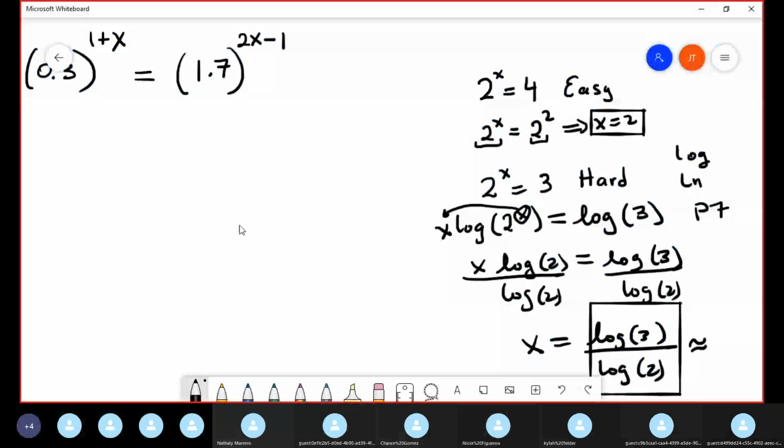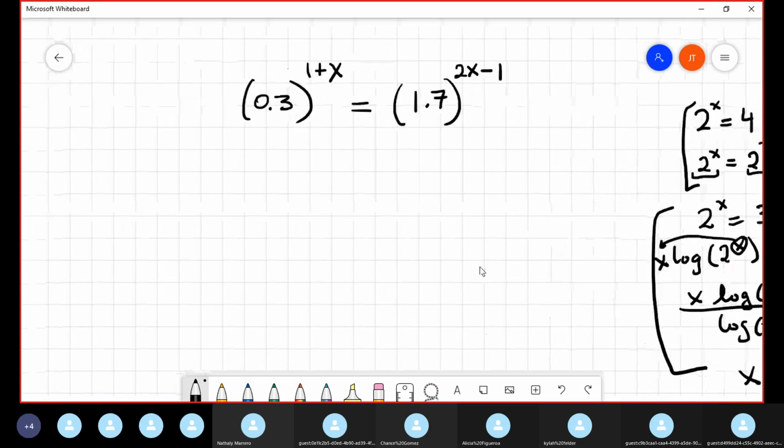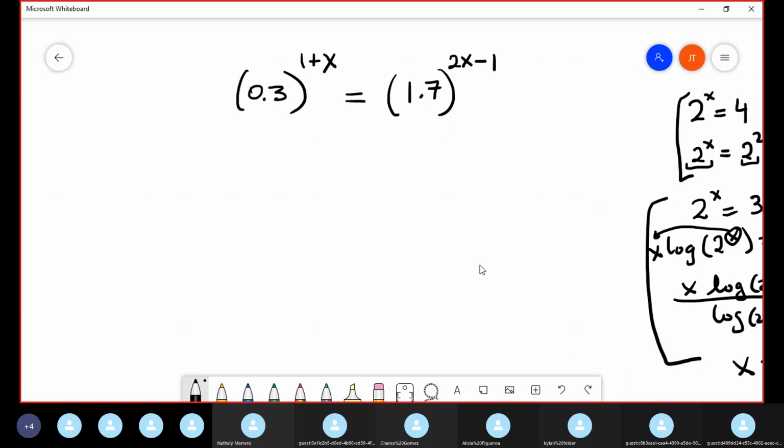Of the easy, and maybe 2 examples, also 2 questions of the hard. It's obvious that this example is hard because the base is very weird, 0.3, 1.7. So I apply logarithm. In this case, in my paper, I apply natural.